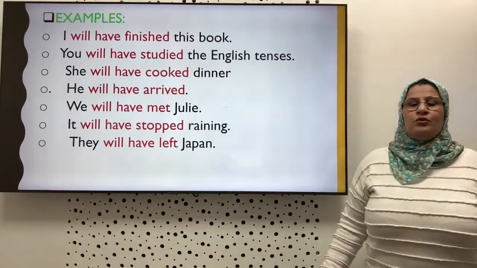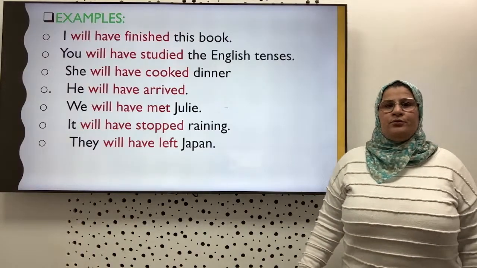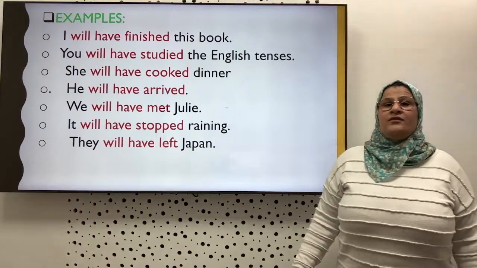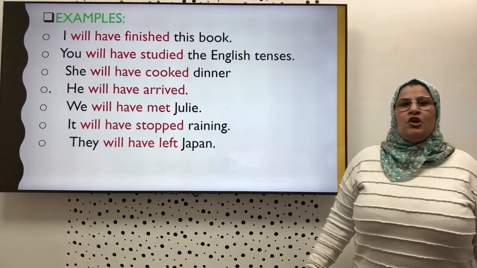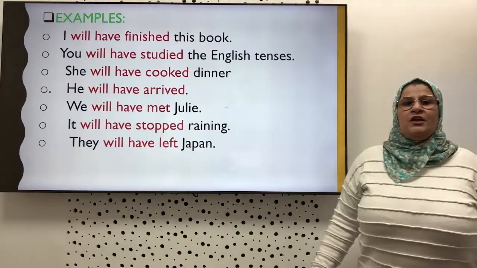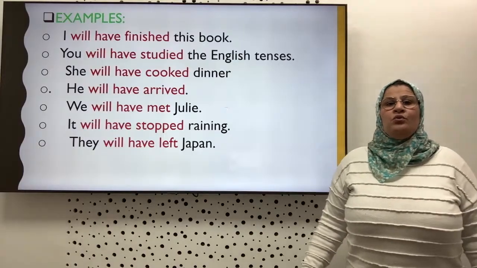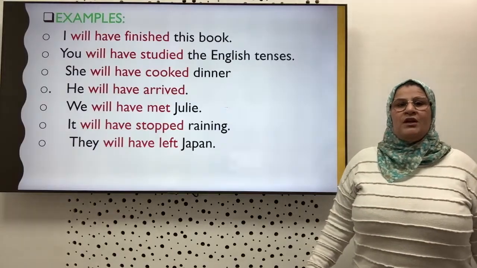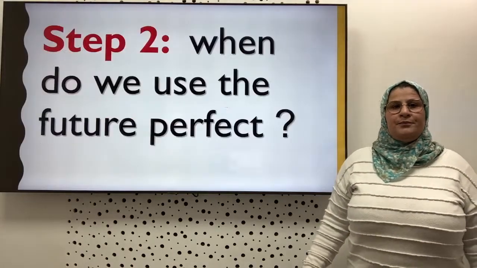Examples of the future perfect simple. For example, I will have finished this book, and you will have studied the English tenses. She will have cooked dinner. He will have arrived. We will have met Jolie, and it will have stopped raining. They will have left Japan.